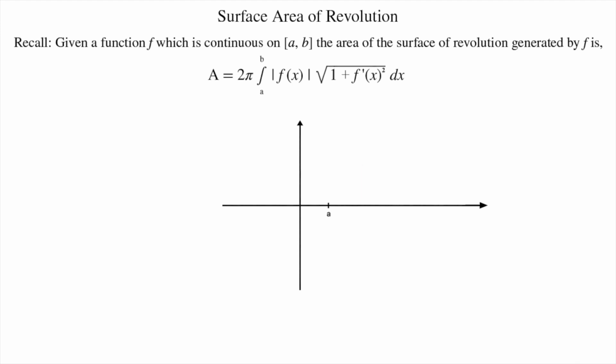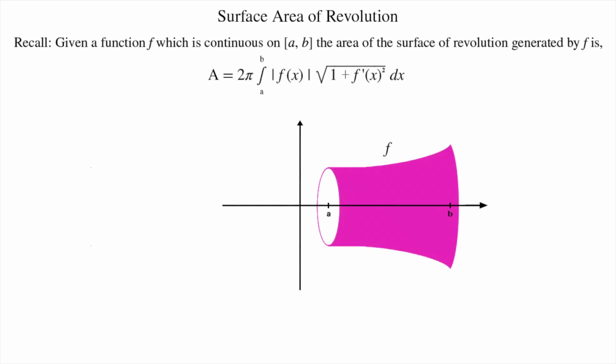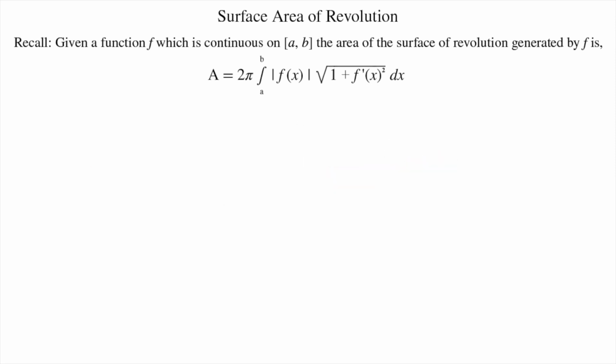We are trying to compute the area of the following surface. If this is the curve f, we rotate it around the x-axis, so we generate a three-dimensional shape. The formula calculates the surface area of this shape, excluding the ends. This formula looks quite complicated, but in practice, the functions we plug into it often simplify down to give us something we can integrate. Let's look at an example.